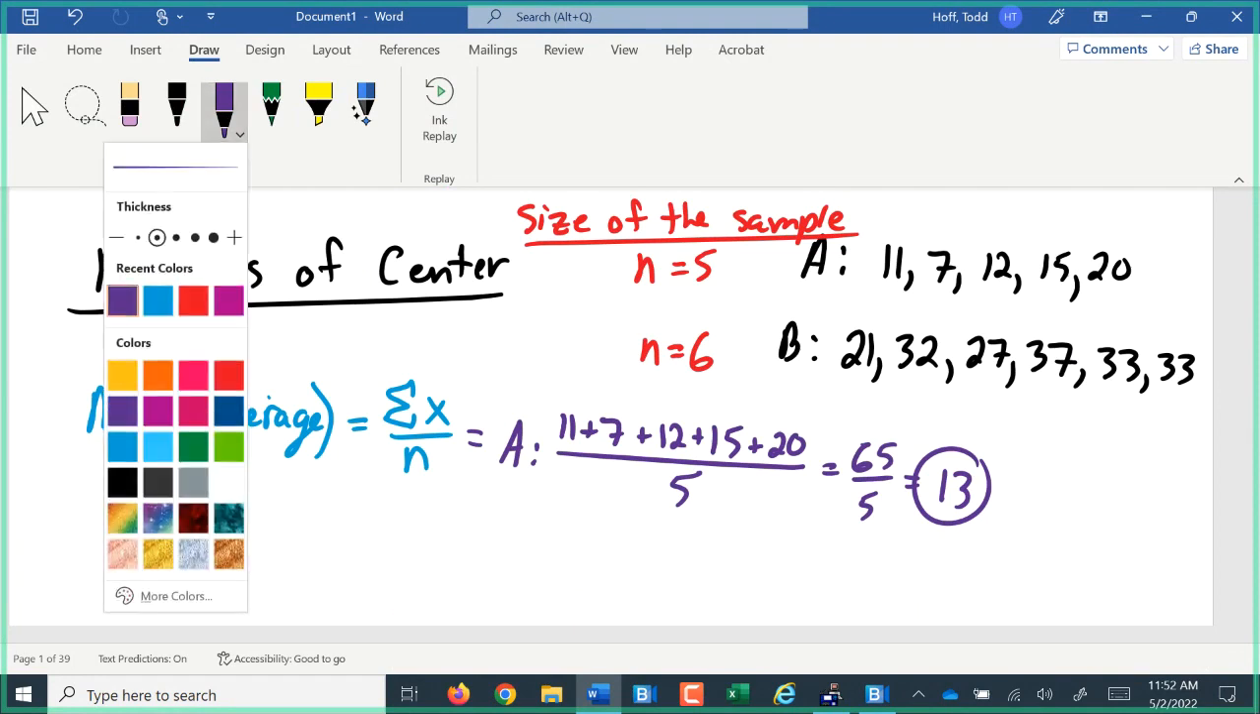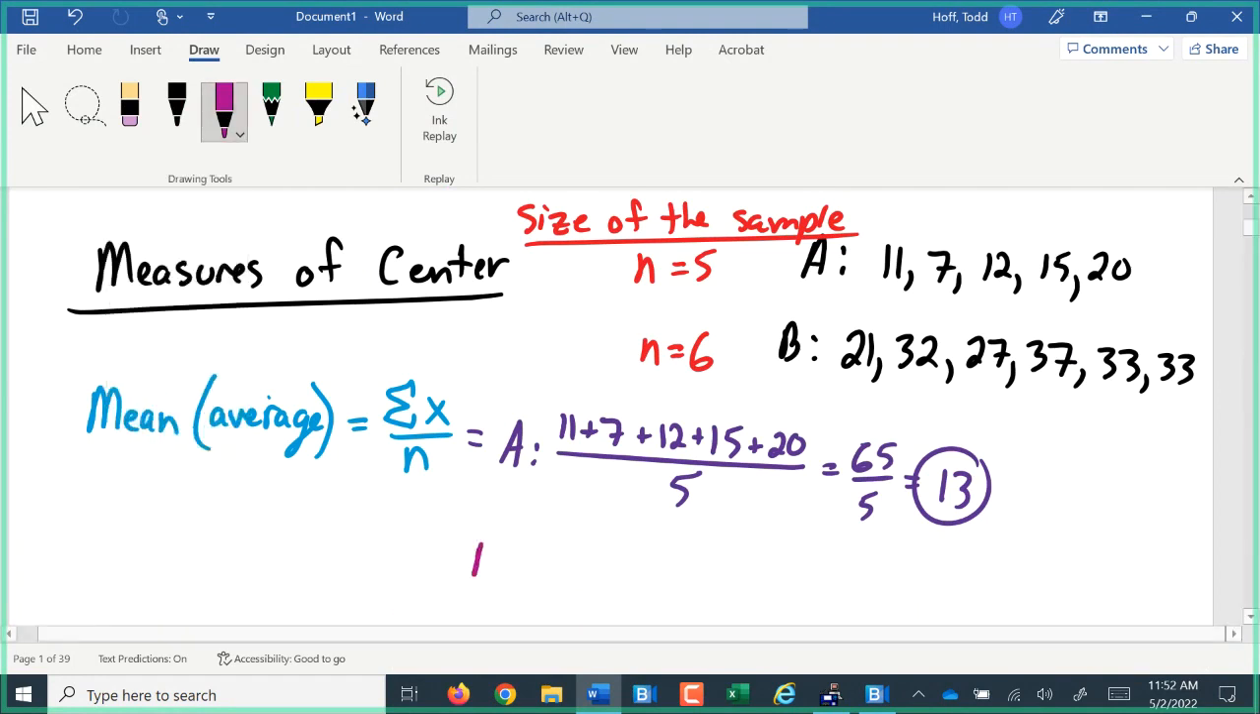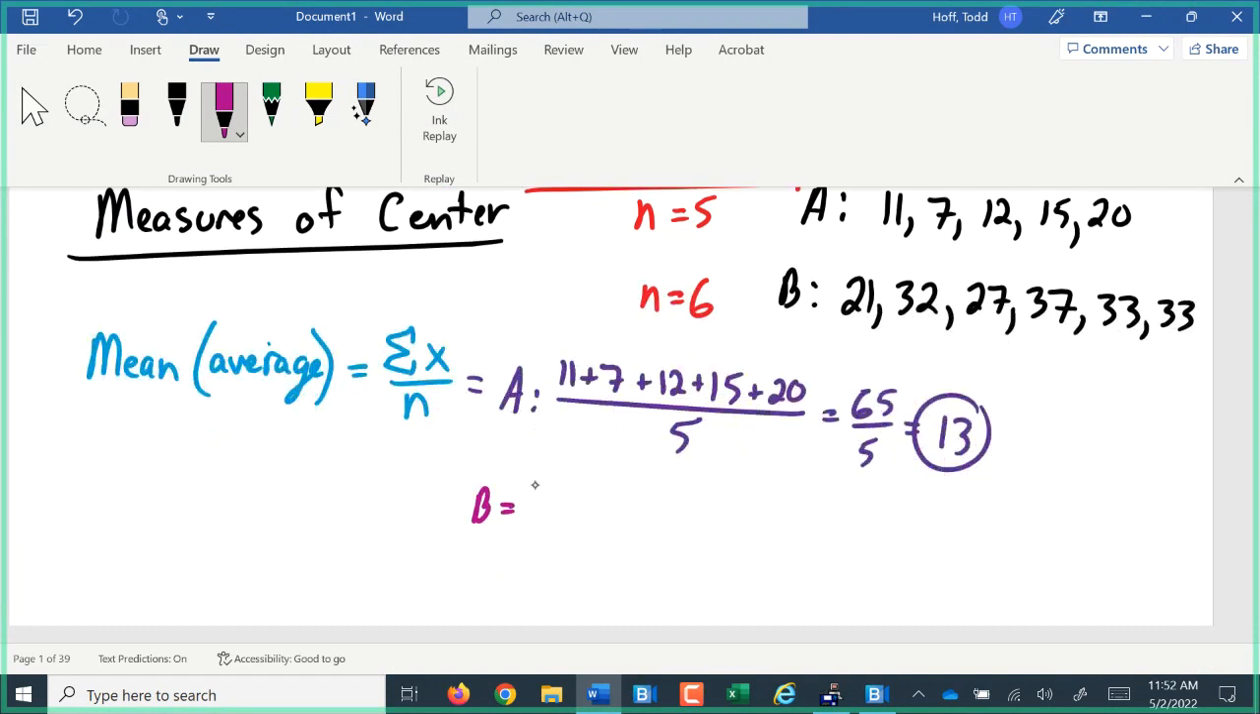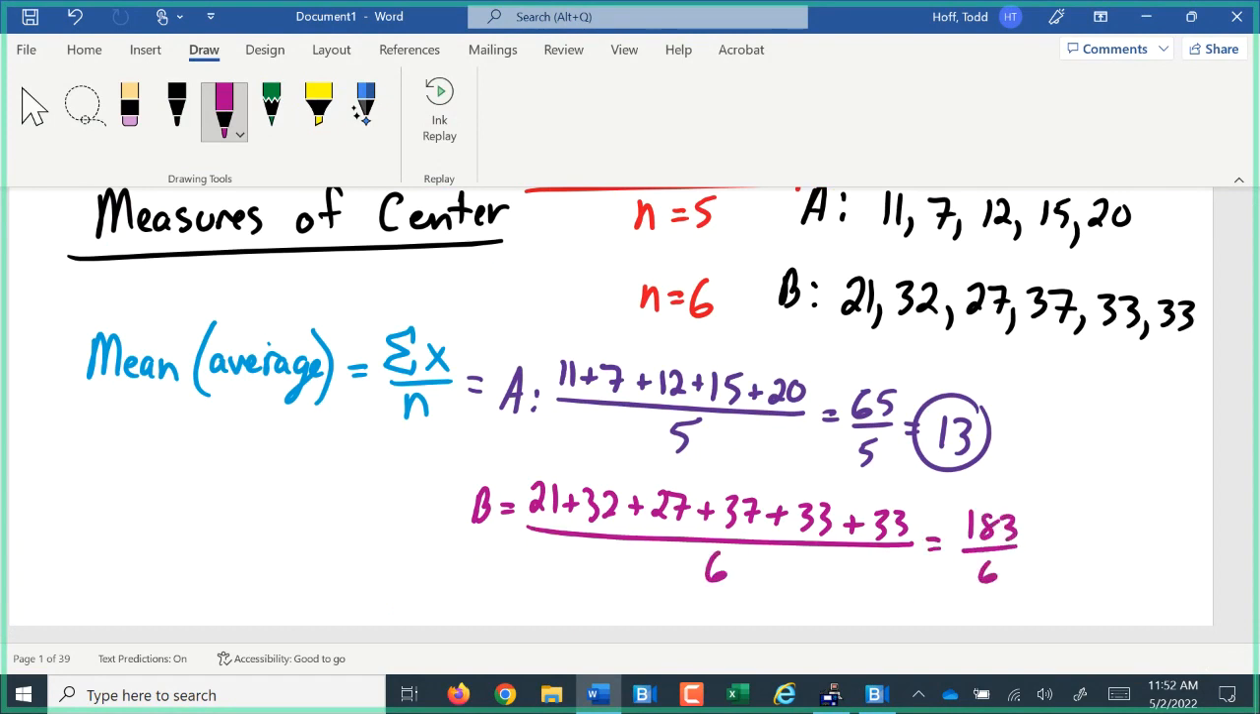For set B, add those together. We have 21 plus 32 is 53. Plus 27 is 80. Plus 37 is 117. Plus 33 is 150. Plus another 33 is 183. Divided by 6 gives us 30.5 is the mean of set B. So those are approximate centers, or one way of measuring the center for those data sets.